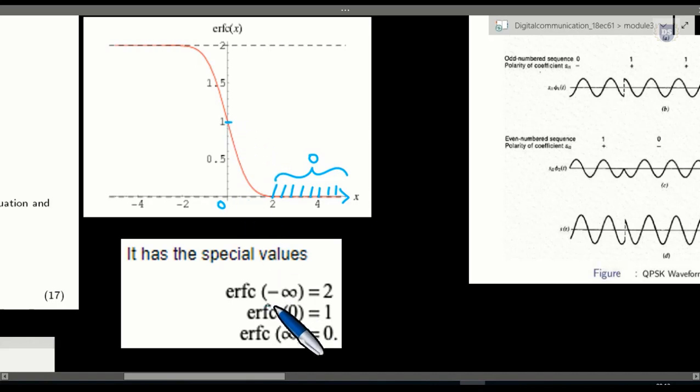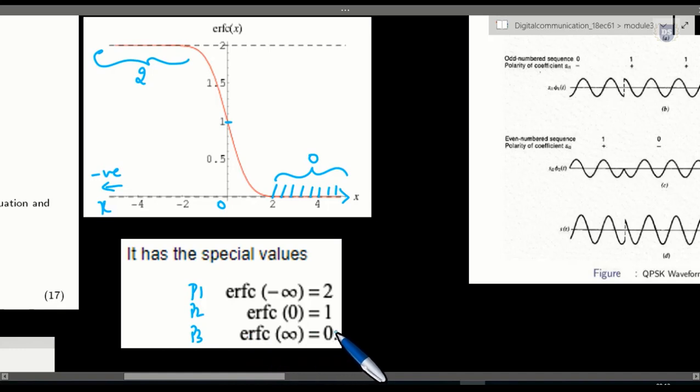Likewise, the complementary error function of negative infinity. If we move in this direction, representing negative values of x, you can see that this complementary error function is getting saturated to the positive value 2. So these are some of the properties of the complementary error function. Now out of which, let's consider this property number 3.